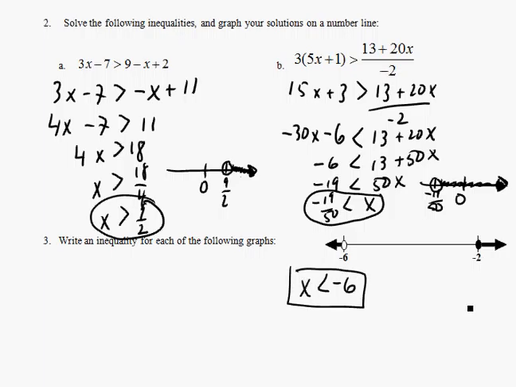This part of the graph has all the values to the right of negative 2 shaded, including negative 2, so that means that x is greater than or equal to negative 2.